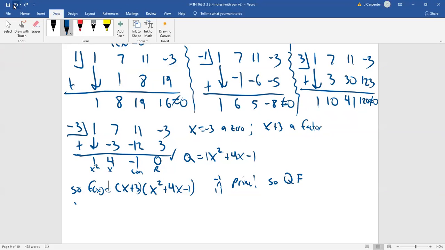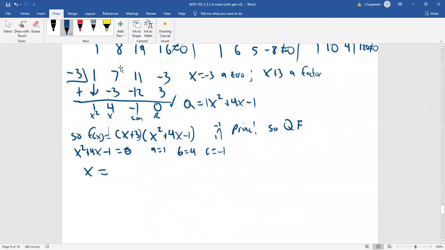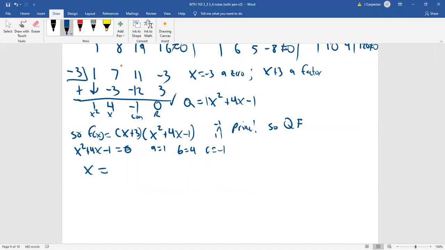So for x squared plus 4x minus 1 equals 0, it's a terrible looking 0, your a is 1, your b is 4, and your c is negative 1. So therefore the solutions are, remember this formula, I told you never to forget it, negative b, so negative 4, plus or minus the big square root, and then it goes b squared minus 4ac, so 4 squared minus 4 times a, which is 1, times c, which is negative 1, all over 2a, which is 2 times 1.